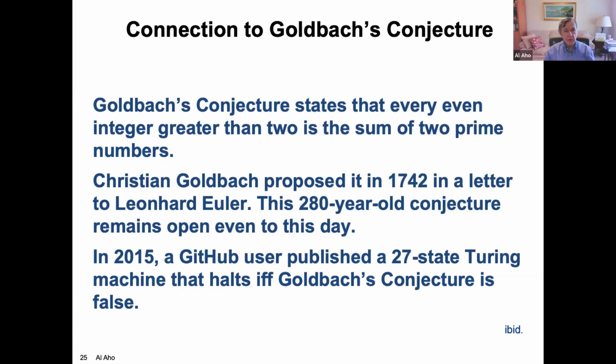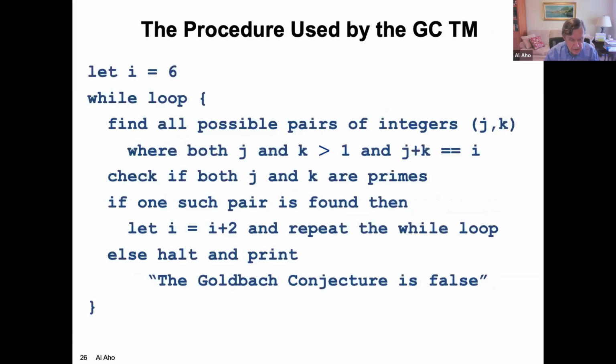But if you know about the Busy Beaver function, here's one way to approach this problem, which is somewhat unusual. In 2015, a GitHub user published a 27-state Turing machine that halts if and only if Goldbach's conjecture is true. This 27-state Turing machine works by systematically counting up through all even integers greater than 4. For each even integer I, it tries all possible ways to create I by summing 2 smaller integers greater than 1, and then checking if the 2 integers yielding the sum are both primes.